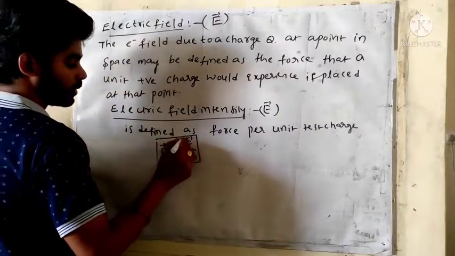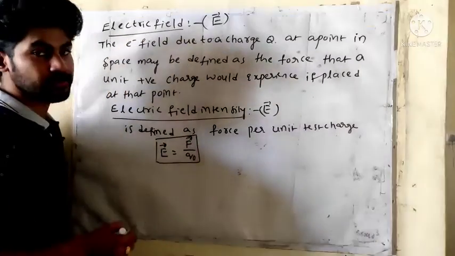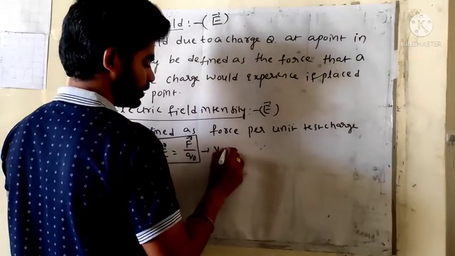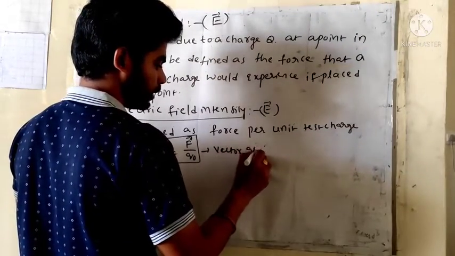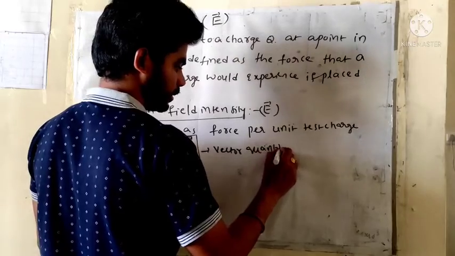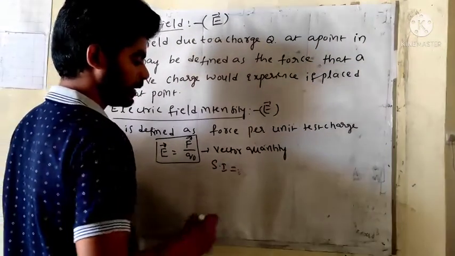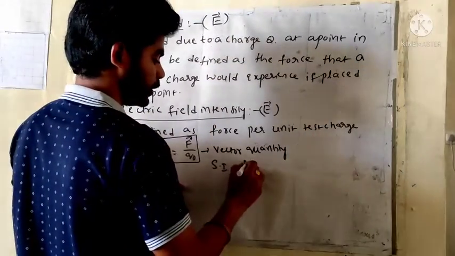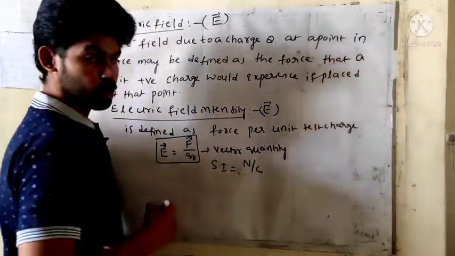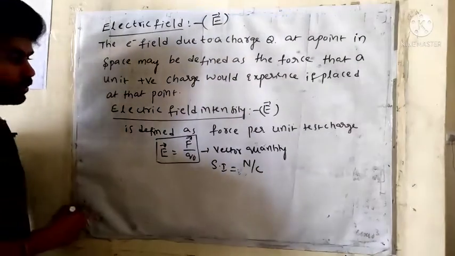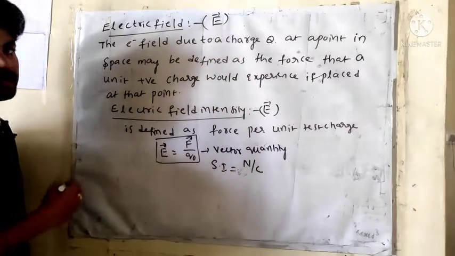Why am I giving bars here? Because electric field intensity is a vector quantity. The SI unit of electric field intensity is Newton per Coulomb. So this is electric field intensity.